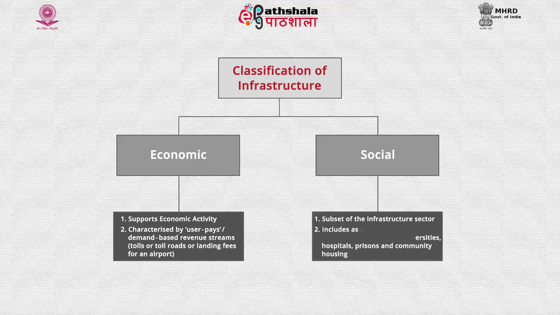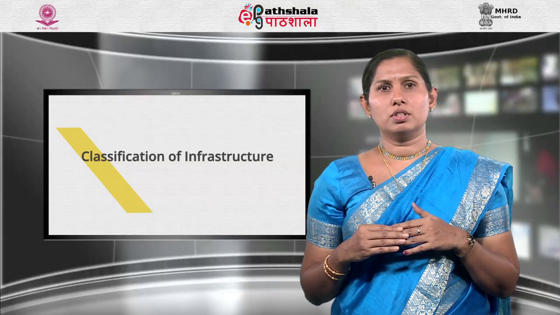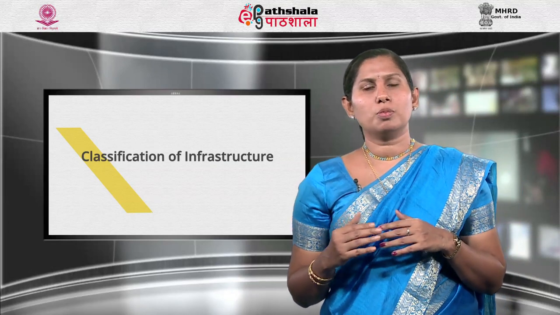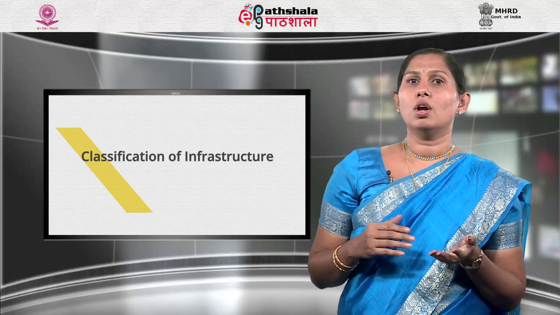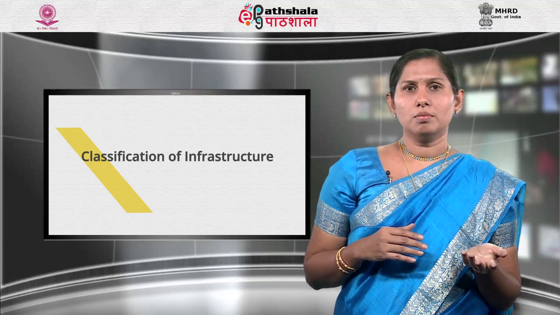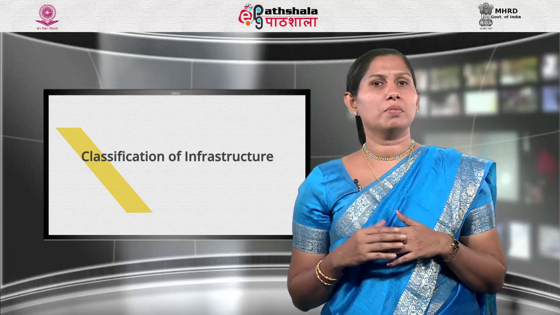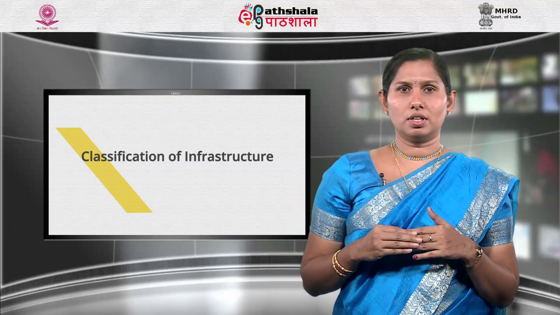Social infrastructure is a subset of the infrastructure sector and typically includes assets that accommodate social services. Examples of social infrastructure assets include schools, universities, hospitals, prisons, and community housing. Social infrastructure does not typically extend to the provision of social services, such as the provision of teachers at a school or custodial services at a prison. Both have an equal role in the upliftment of education facilities of a region.